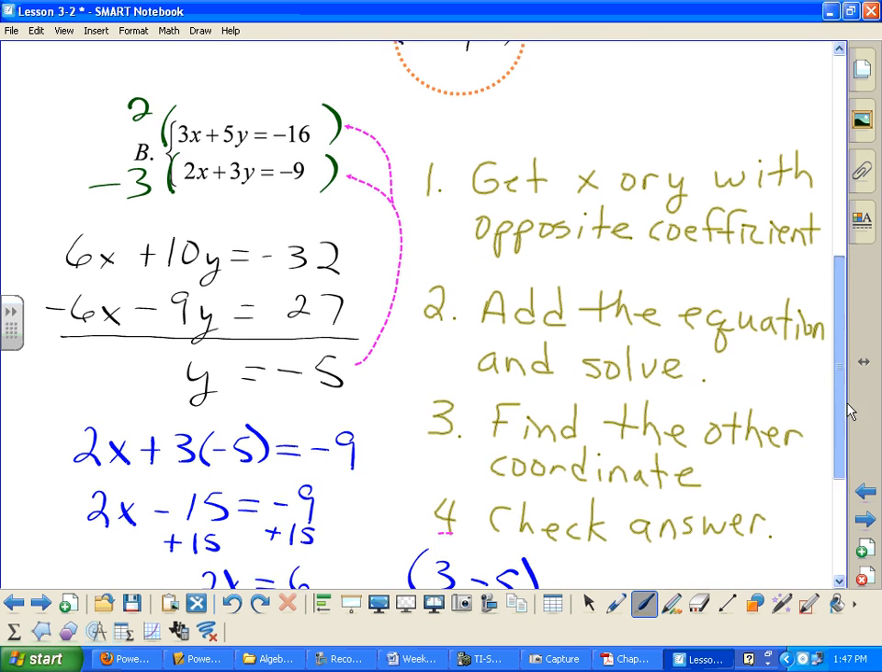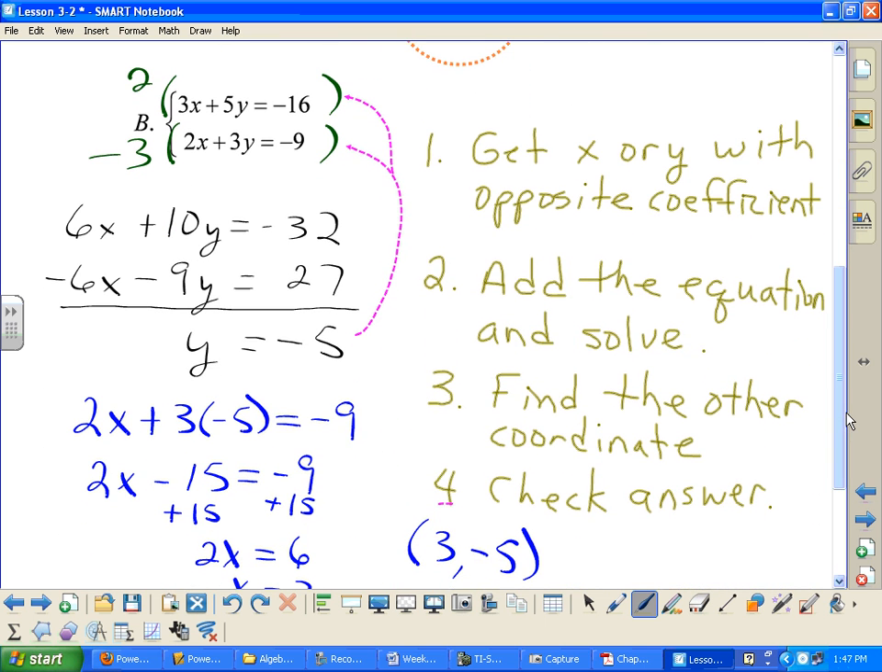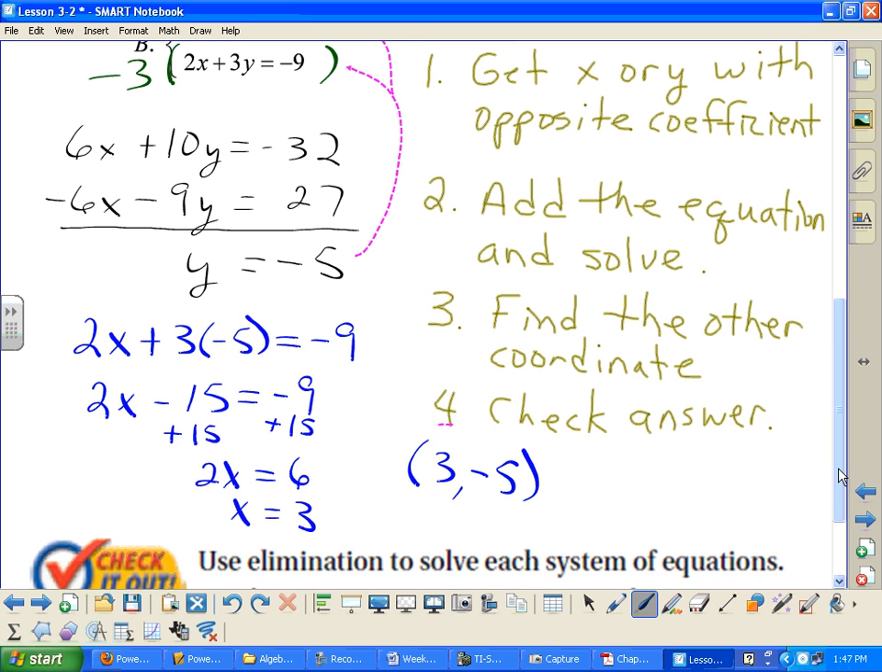So we're looking for x or y to have opposite coefficients. Add them together, which will eliminate either x or y. Then once we find that one, plug it into one of the two equations. It's up to you which one. And then that gives you your answer as a point.